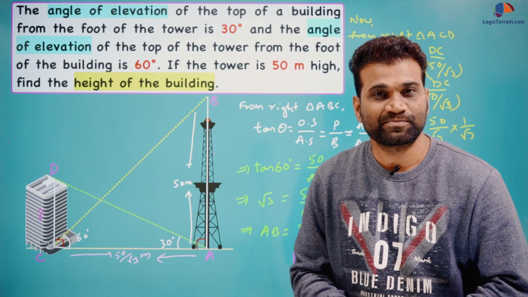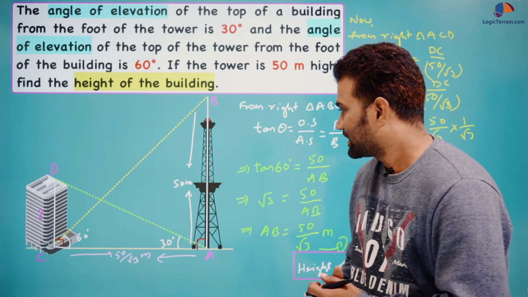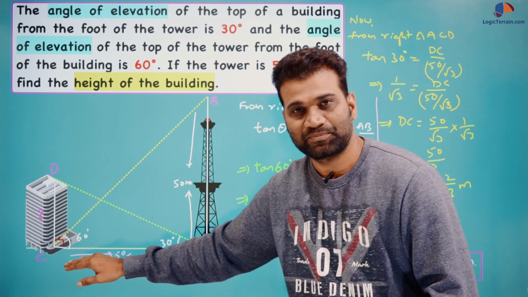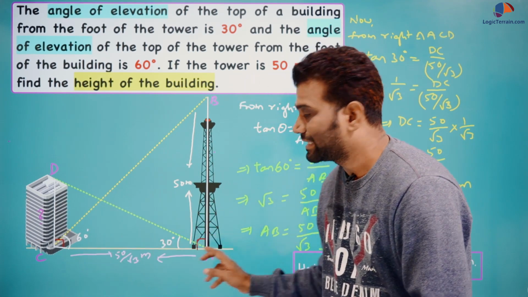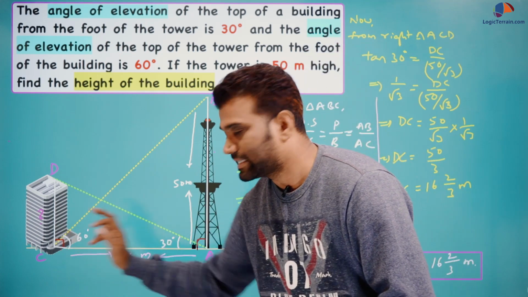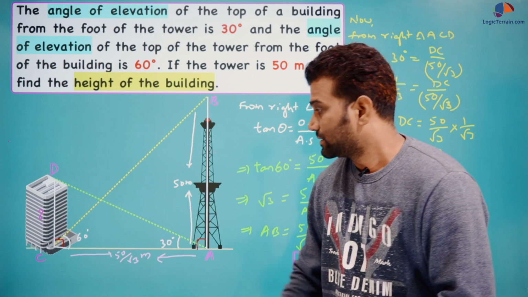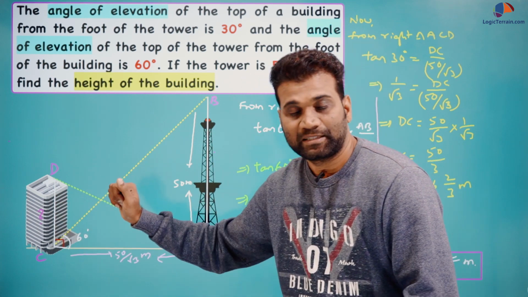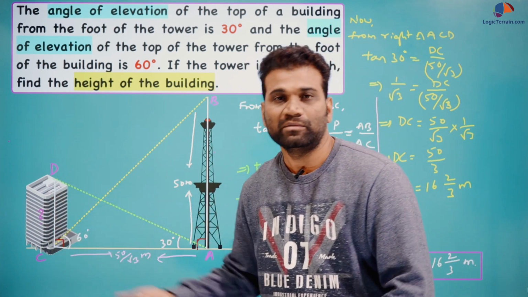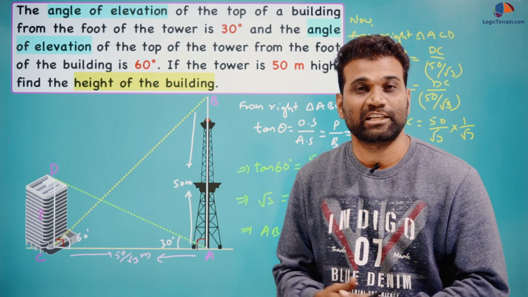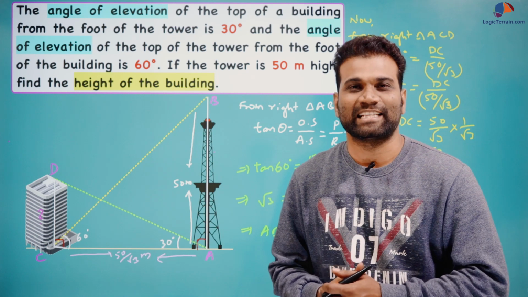How will we get it? Yes, first by using this right angle triangle, we need to find the base. The base is the same for both the triangles, that is AC. Once you get the base, by using the base and theta, with the opposite side, we will find the height of the building. So in both the cases, which trigonometric ratio will we use? Yes, that is tan theta.